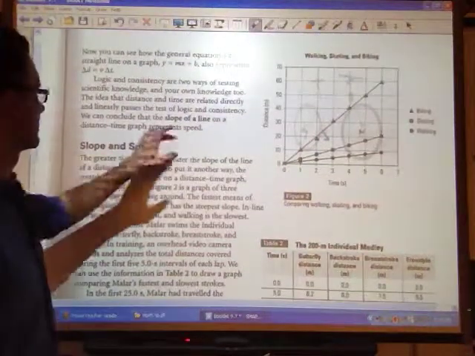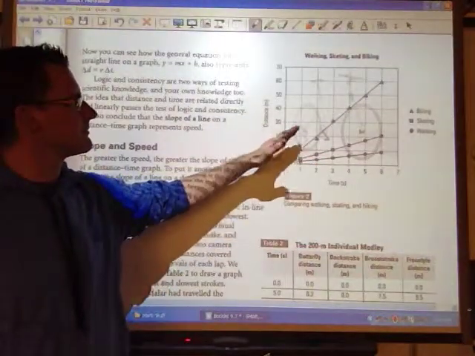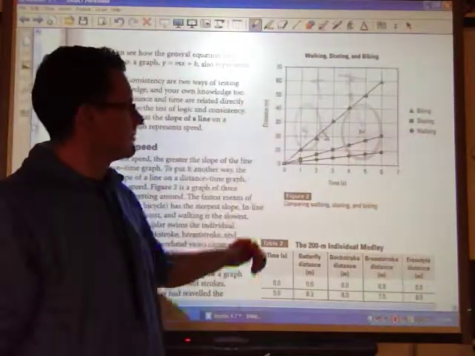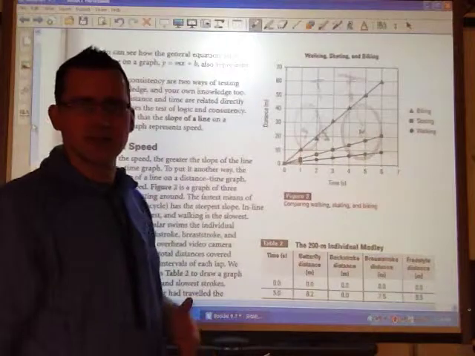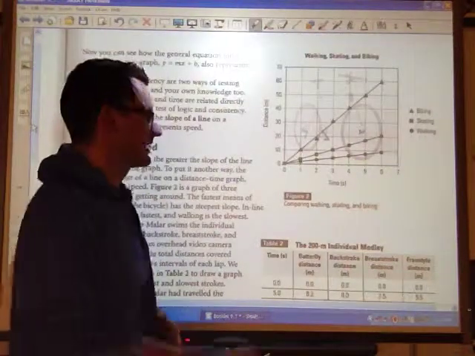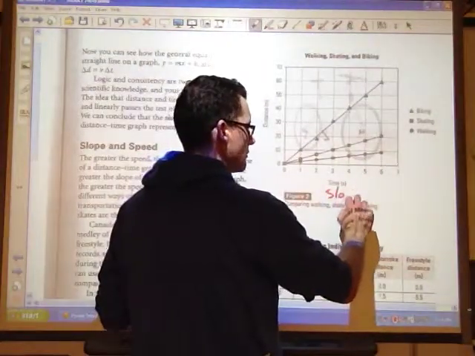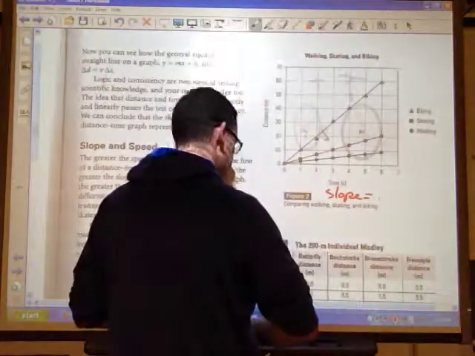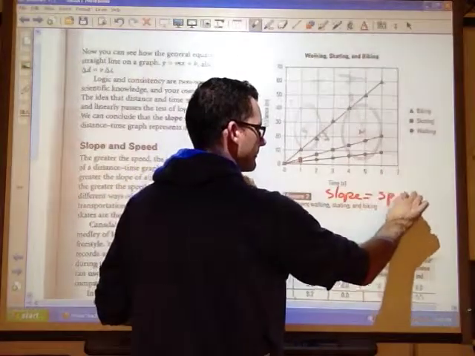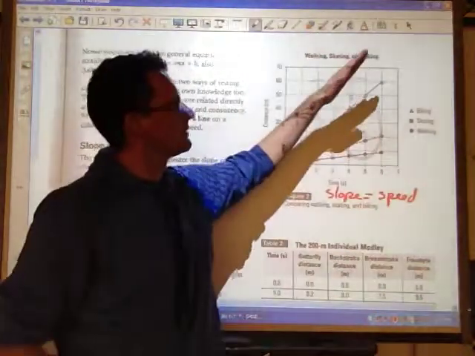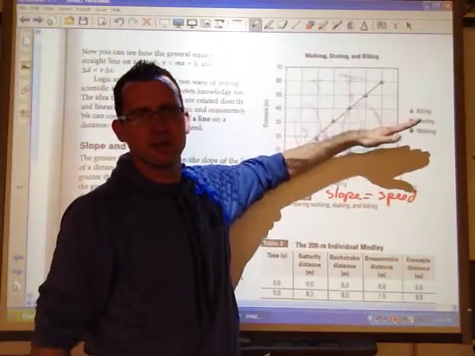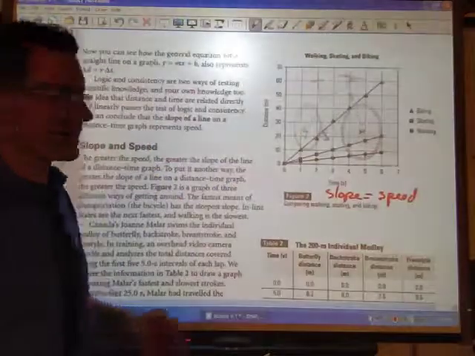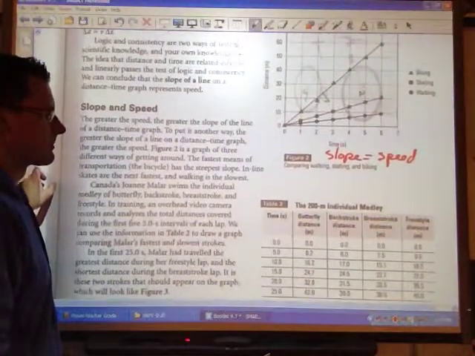We already looked at this on the previous assignment, the same one, walking, biking, skating, etc. And of course, by looking at which one's the fastest, which one has the larger speed, we're looking at the largest slope, because slope equals speed on a distance time graph. So of course, the largest slope one here is biking, the next biggest slope line is skating, and the next biggest is walking. So just by looking at that, you can figure out what the speed is.